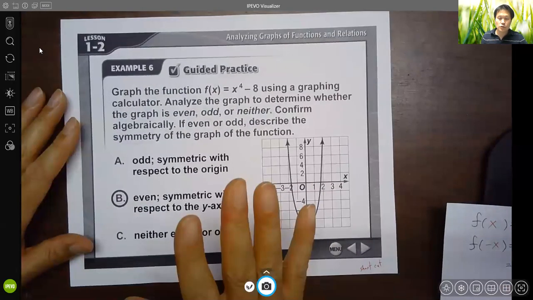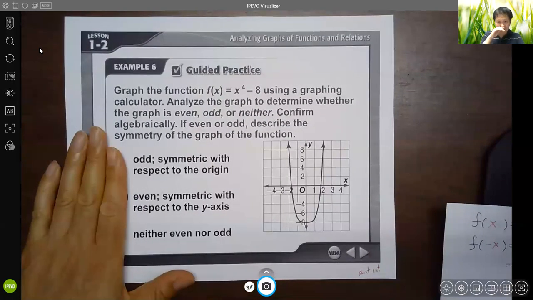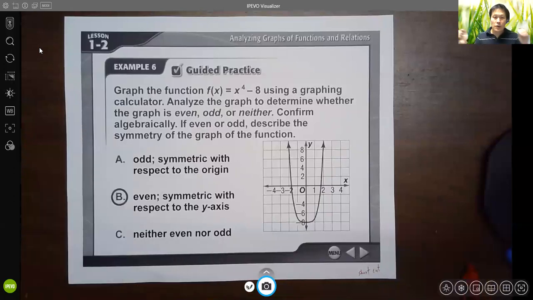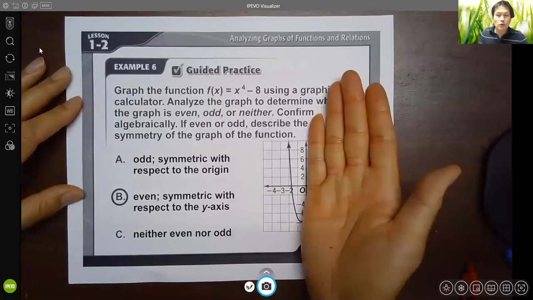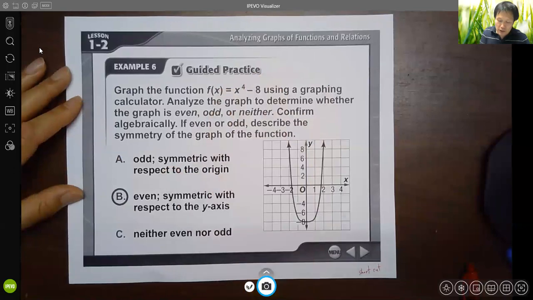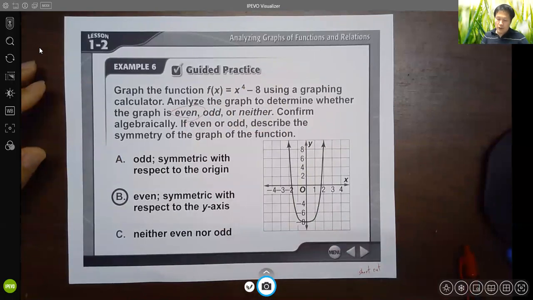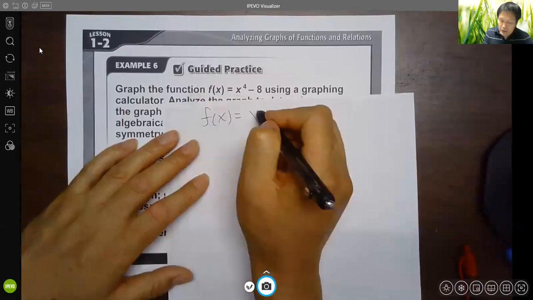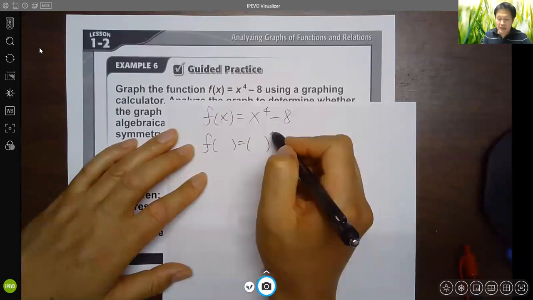Pause it, you try. Pause it, try please. Okay, so given the graph, very simple, it's symmetric over the y-axis, so you should know it's an even function. Confirm algebraically. So how are you going to check algebraically? f of x equals x to the fourth minus 8. You will have to plug in minus x.